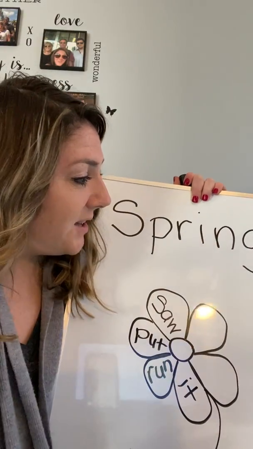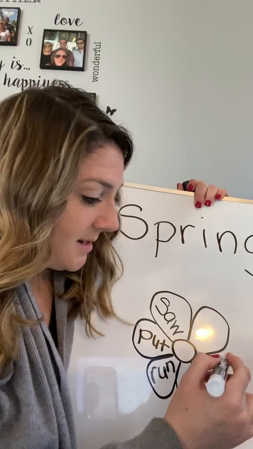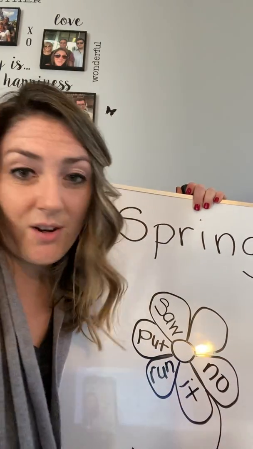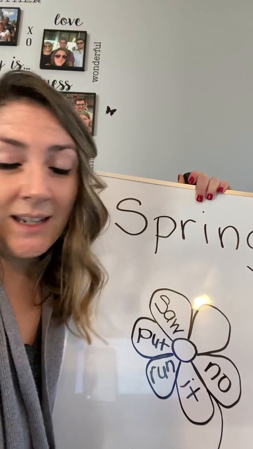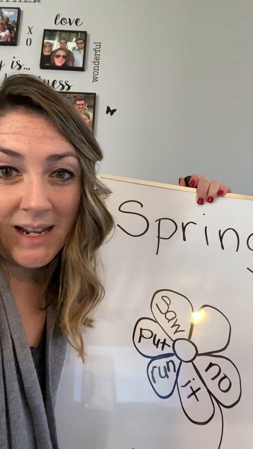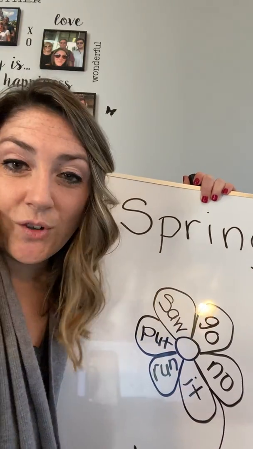Then I look at the next letter, which is an N. I know that one of my sight words is no, and that starts with an N. So I don't even have to look at my sight word wall. And G, I know that one off the top of my head too. I know go. So I don't even have to look at my sight word wall.